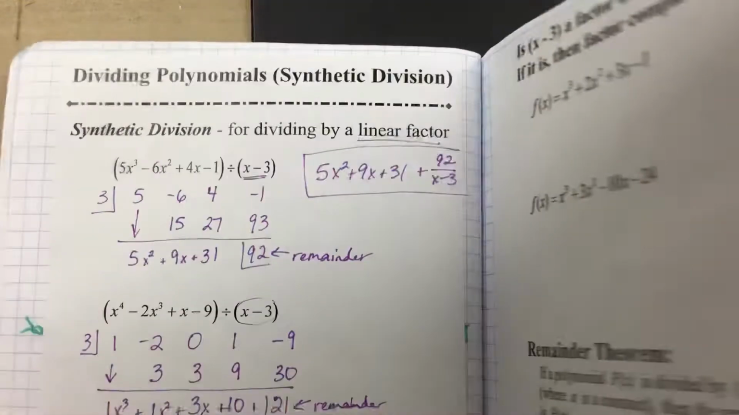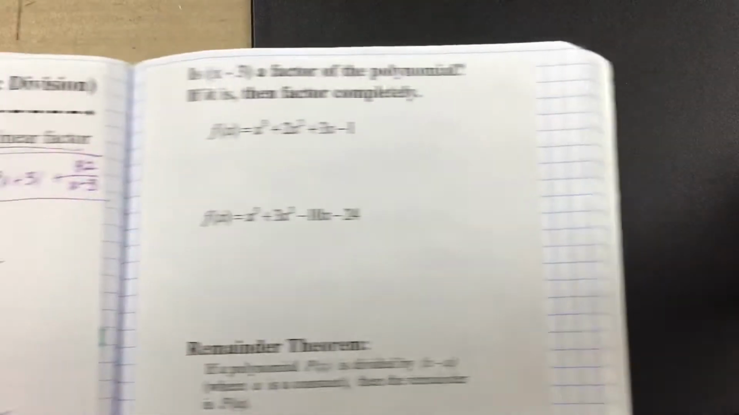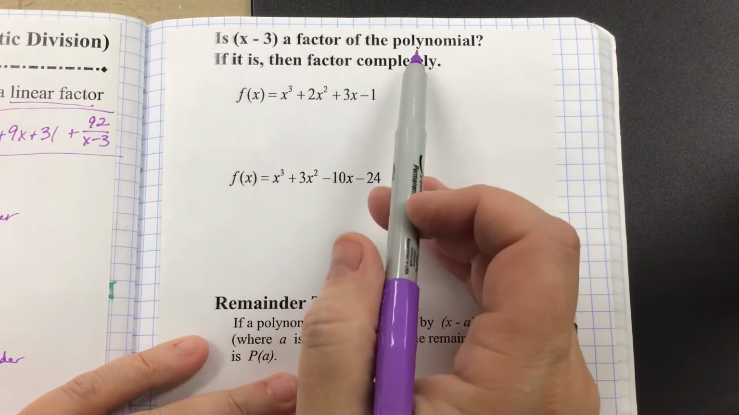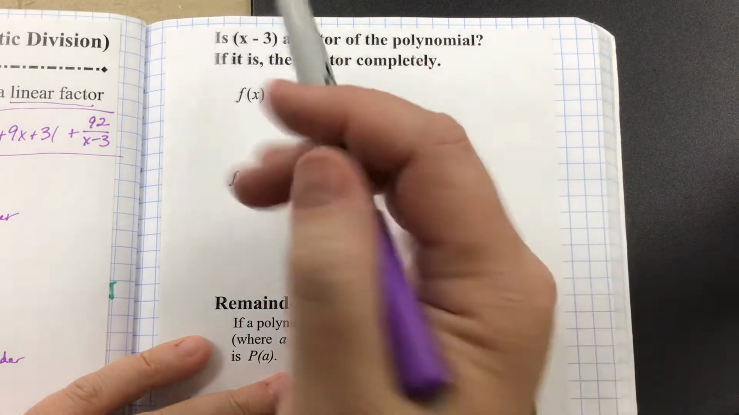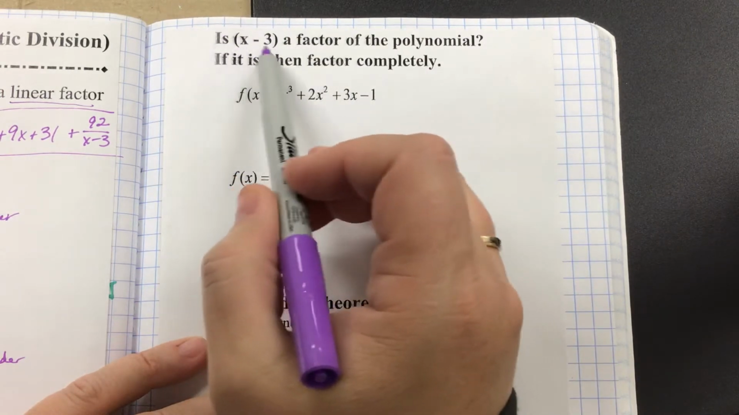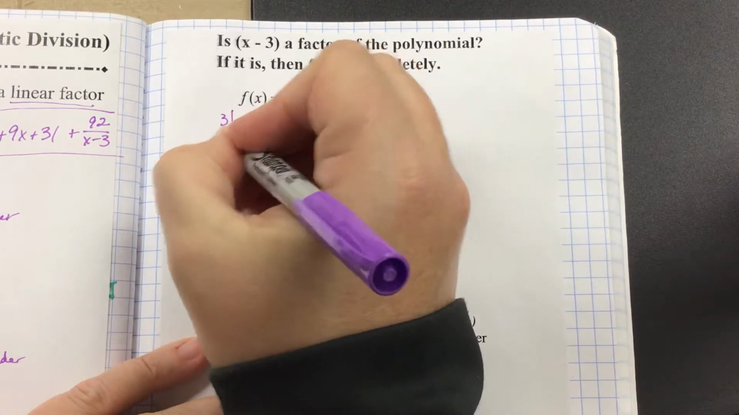Okay, so if we're continuing on with our synthetic division lesson, the next one asks: is x minus 3 a factor of the polynomial? If it is, then you're going to factor completely. So we need to test, is this a factor? First off, what makes this 0? It would be a 3. So we're going to use synthetic division to test it.